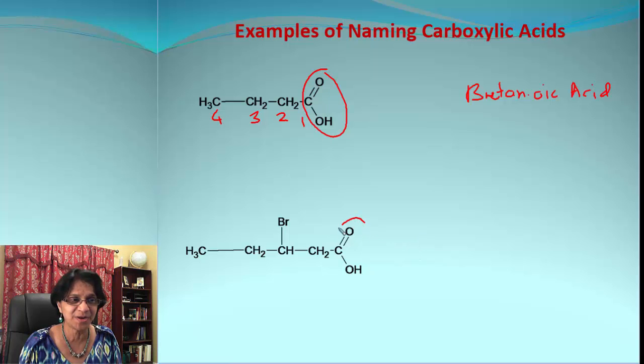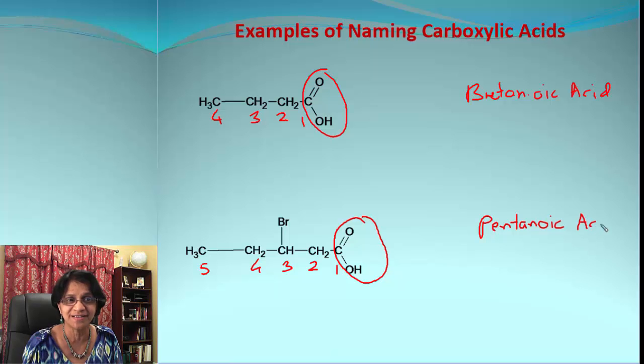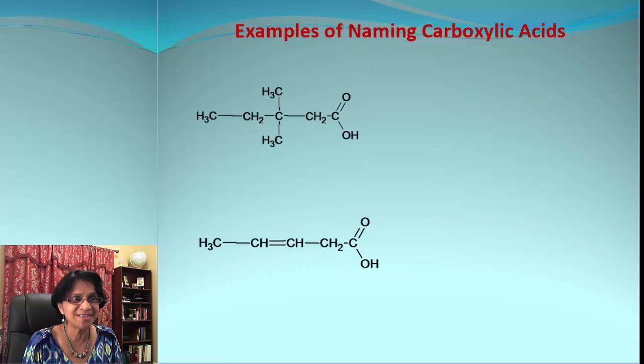Let's look at the second example. Again, that's the carboxylic acid. So my numbering begins from here and it continues till we get the last carbon as 5. That means the parent chain is pentane and the acid will be pentanoic acid. But did you realize there is one functional group there and a side chain, which is bromine, and bromine is on carbon atom number 3. So that will be called 3-bromopentanoic acid.